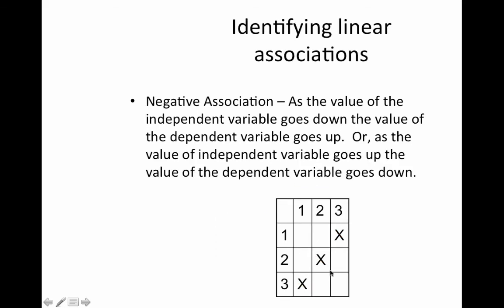On the other hand, a negative linear relationship is when, as the value of the independent variable goes down from 3 to 1, the value of the dependent variable goes up from 1 to 3. Again, the x's mark the highest percentage, and you can see that they're going in a line in this direction. So we have a negative relationship here.